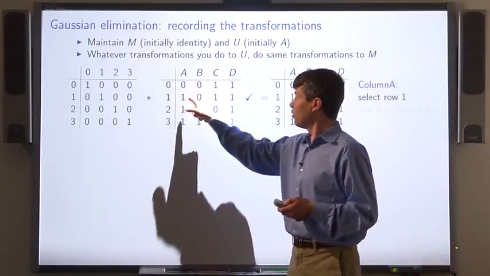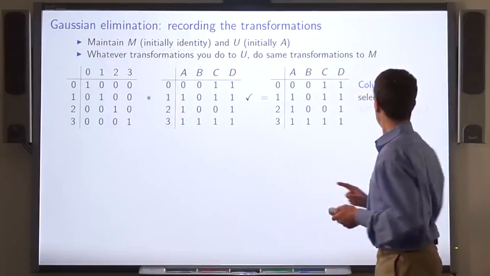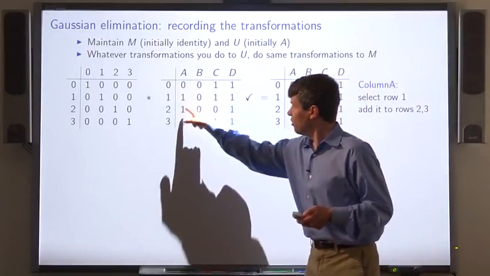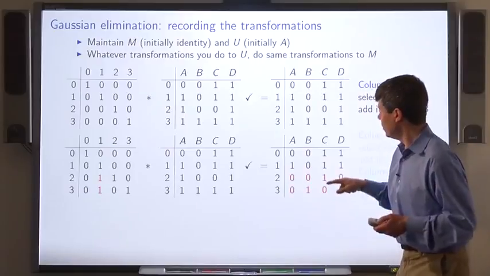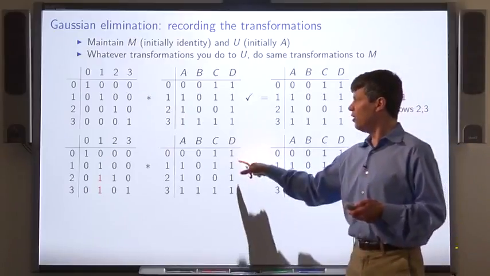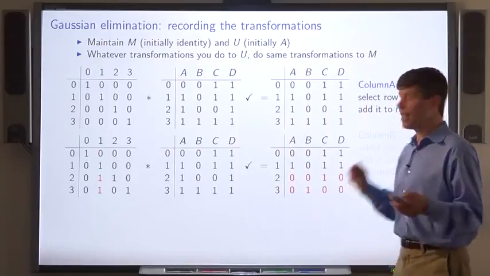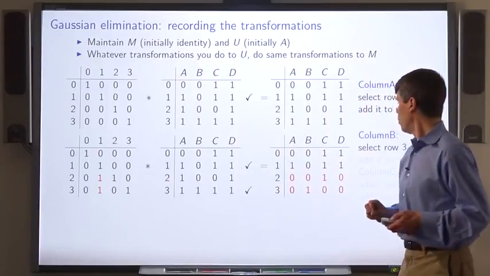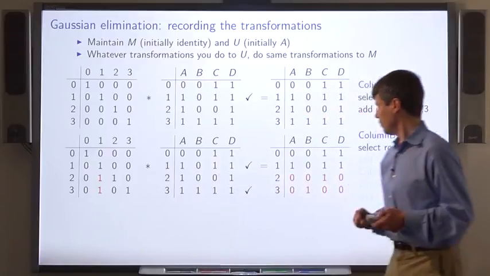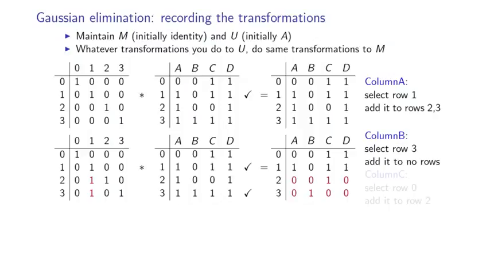For that, we select row 1 as the pivot row. And we add it to rows 2 and 3 in order to zero out those entries. So here's what we get. The entries have been zeroed out, and we're done with row 1. Next, we move on to column B. For this, we select as our pivot row, row 3. We add it to no rows because all the other entries in row B are already 0.